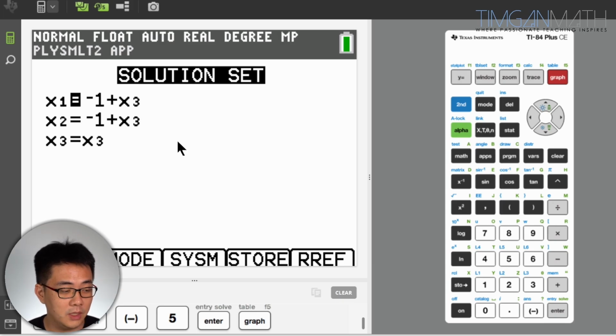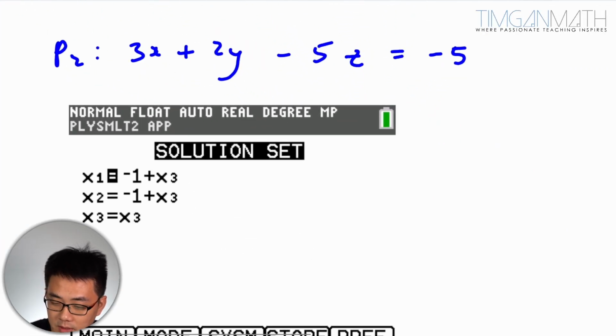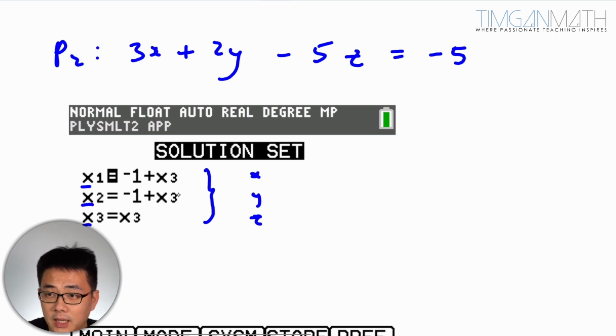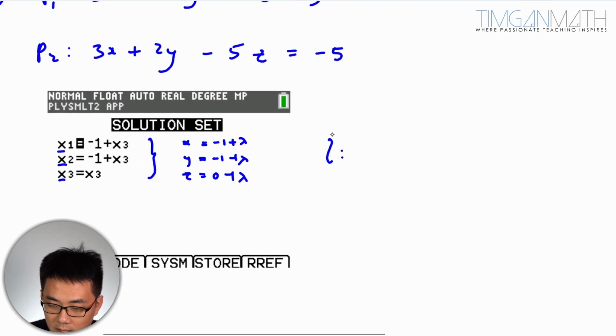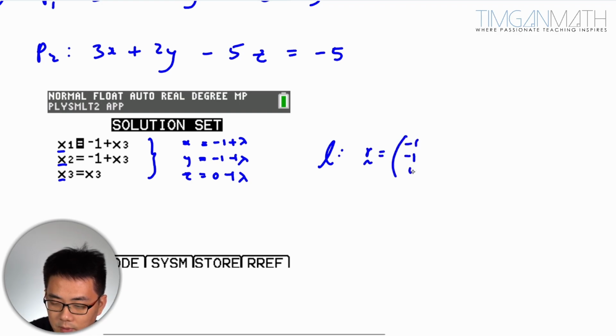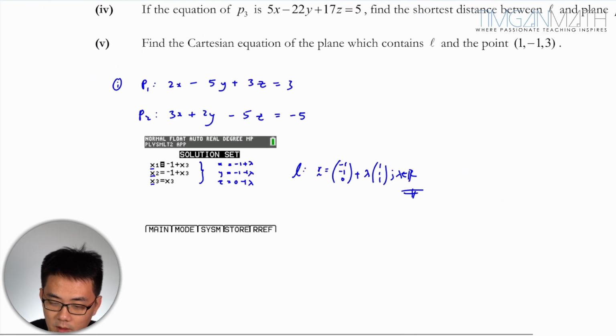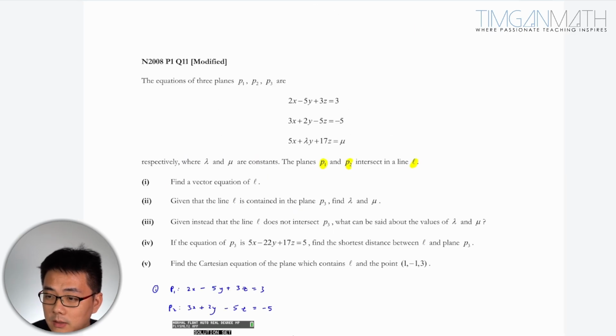So this will be our line equation here. This over here will be x, y, z on the left hand side, and the right hand side are all lambda, so x equals negative 1 plus lambda, y equals negative 1 plus lambda, and z equals 0 plus lambda. So the line equation L is r equals negative 1, negative 1, 0 plus lambda times 1, 1, 1, and this is our first part done. Not too bad.